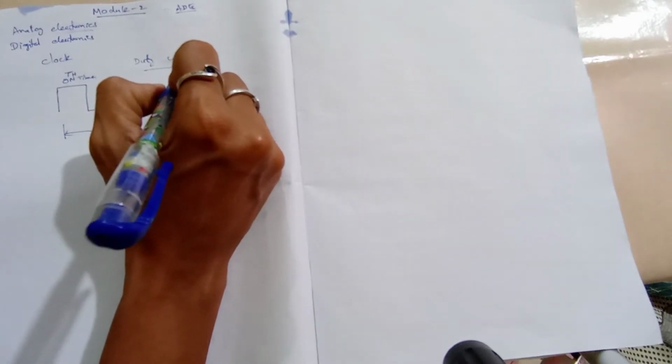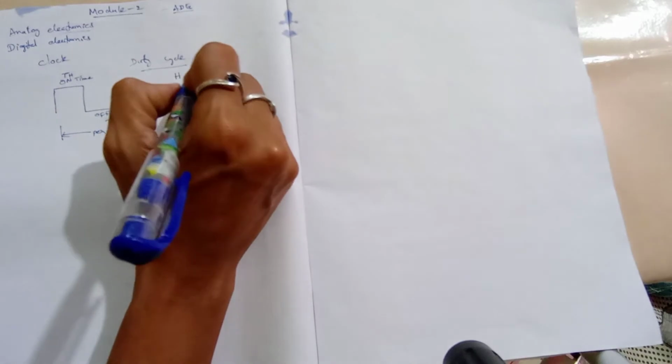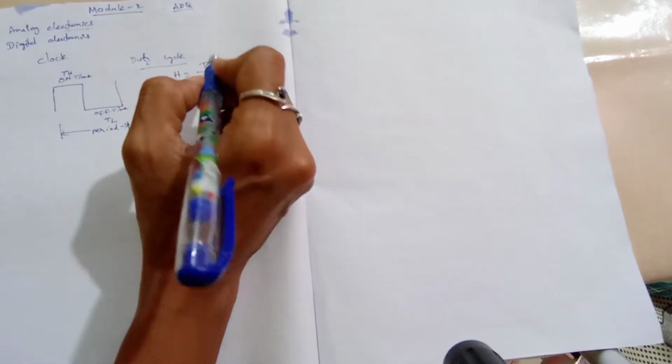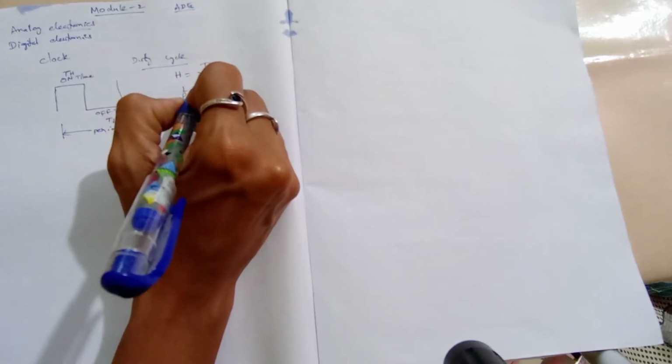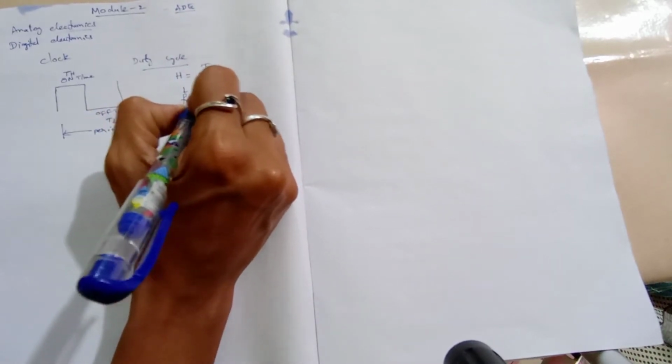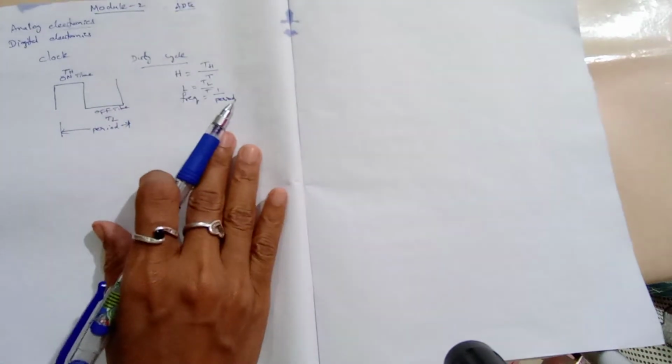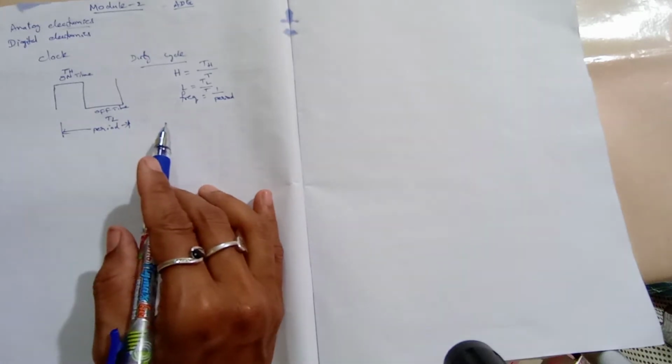Now duty cycle is calculated as: duty cycle for high is equal to TH divided by total time T. Same as, duty cycle for low is calculated as TL divided by T, total time. This is how to calculate the duty cycle.